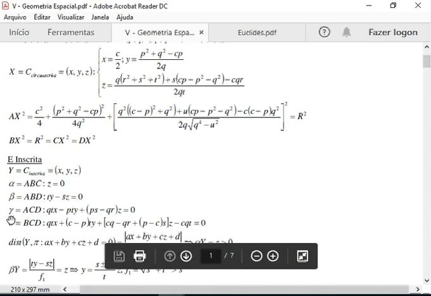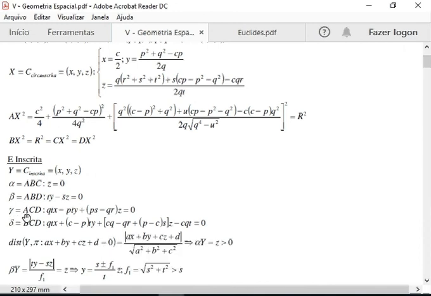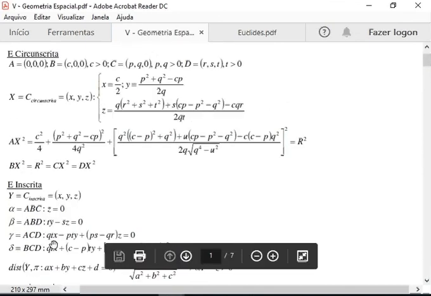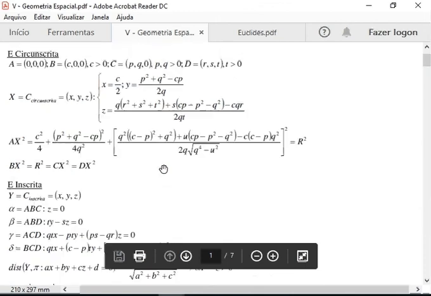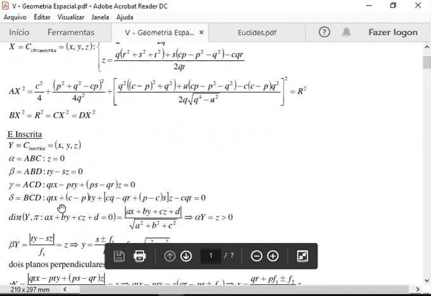The equation of the plane gamma, which passes through A, C, D, is QTX minus PTY plus (PS minus QR)Z equals 0. It's easy to do that, and it is an exercise. Delta is the plane BCD: QTX plus (C minus P)TY plus (CQ minus QR plus P minus C)SZ minus CQ2 equals 0.